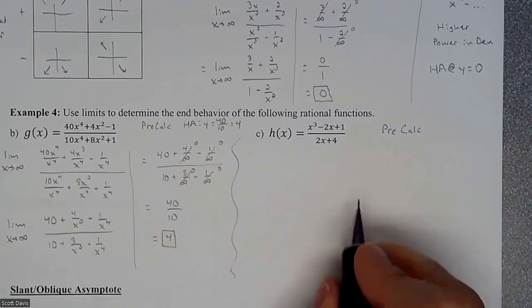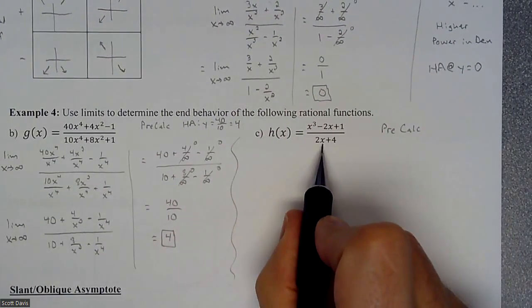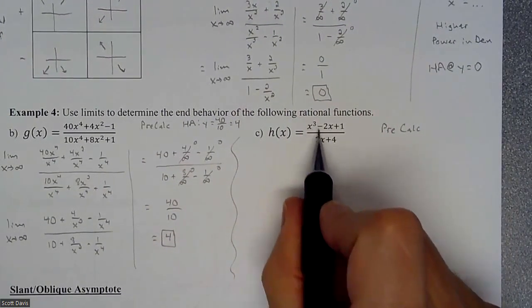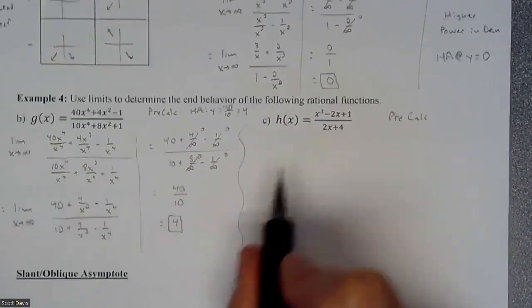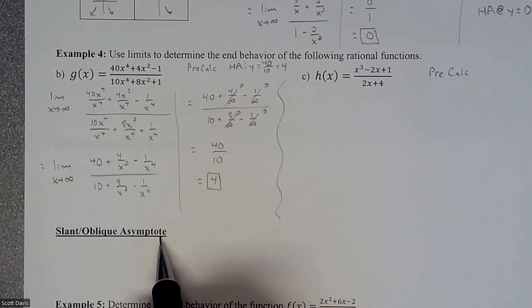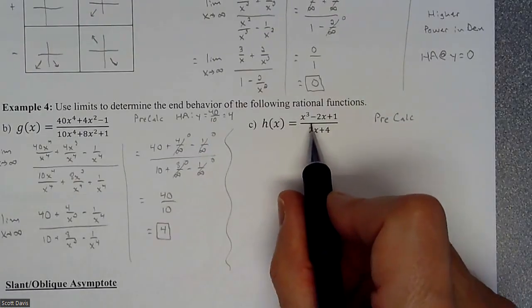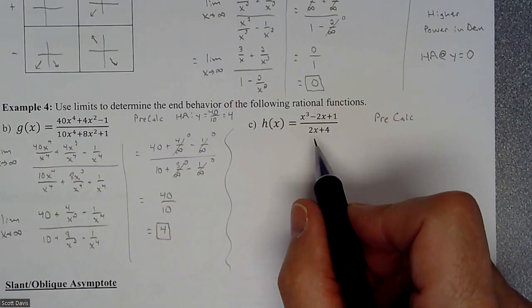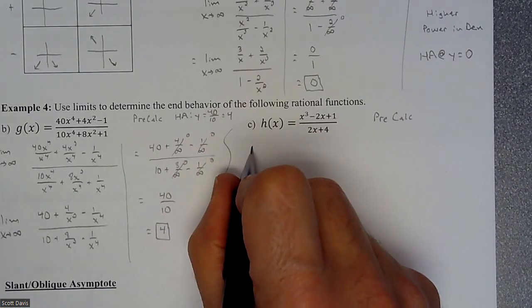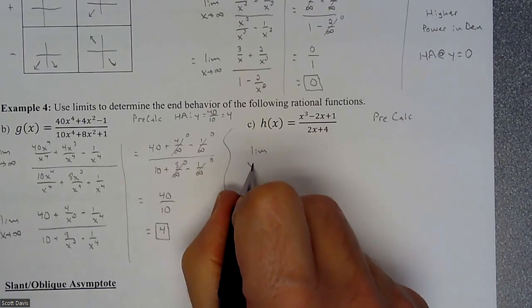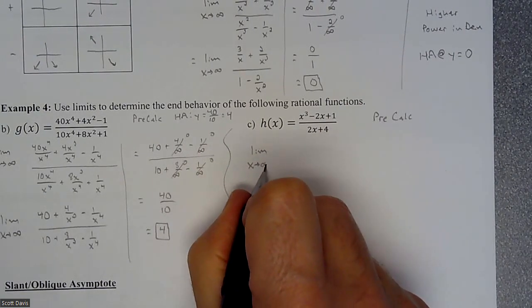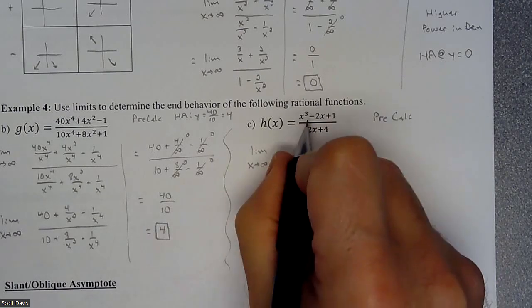I don't really know. I have an x to the third over a 2x. So these things differ by more than 1. If I know that they differ by 1, we're going to have a slant asymptote, which we'll talk about in the next one. But I don't know. But we're still going to take the exact same approach. We'll do the limit as x is approaching infinity, and we're going to divide every single piece by x.